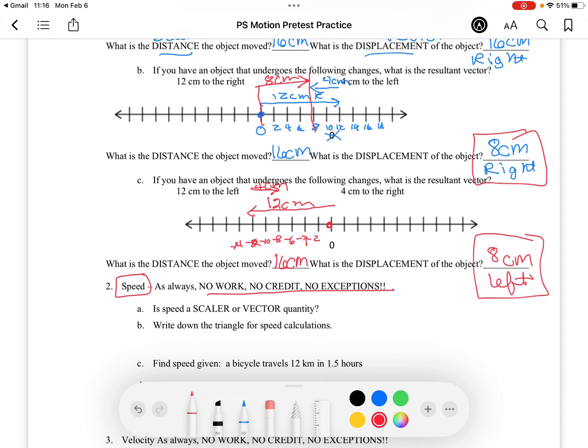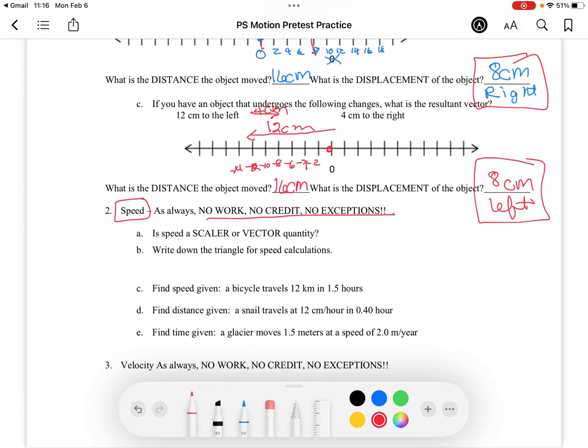So here's how we do our vectors, our distance and displacement. Pretty simple. Next, let's talk about speed. As always, no work, no credit, no exceptions. Is speed a vector or scalar quantity? Speed is scalar because it has no direction.